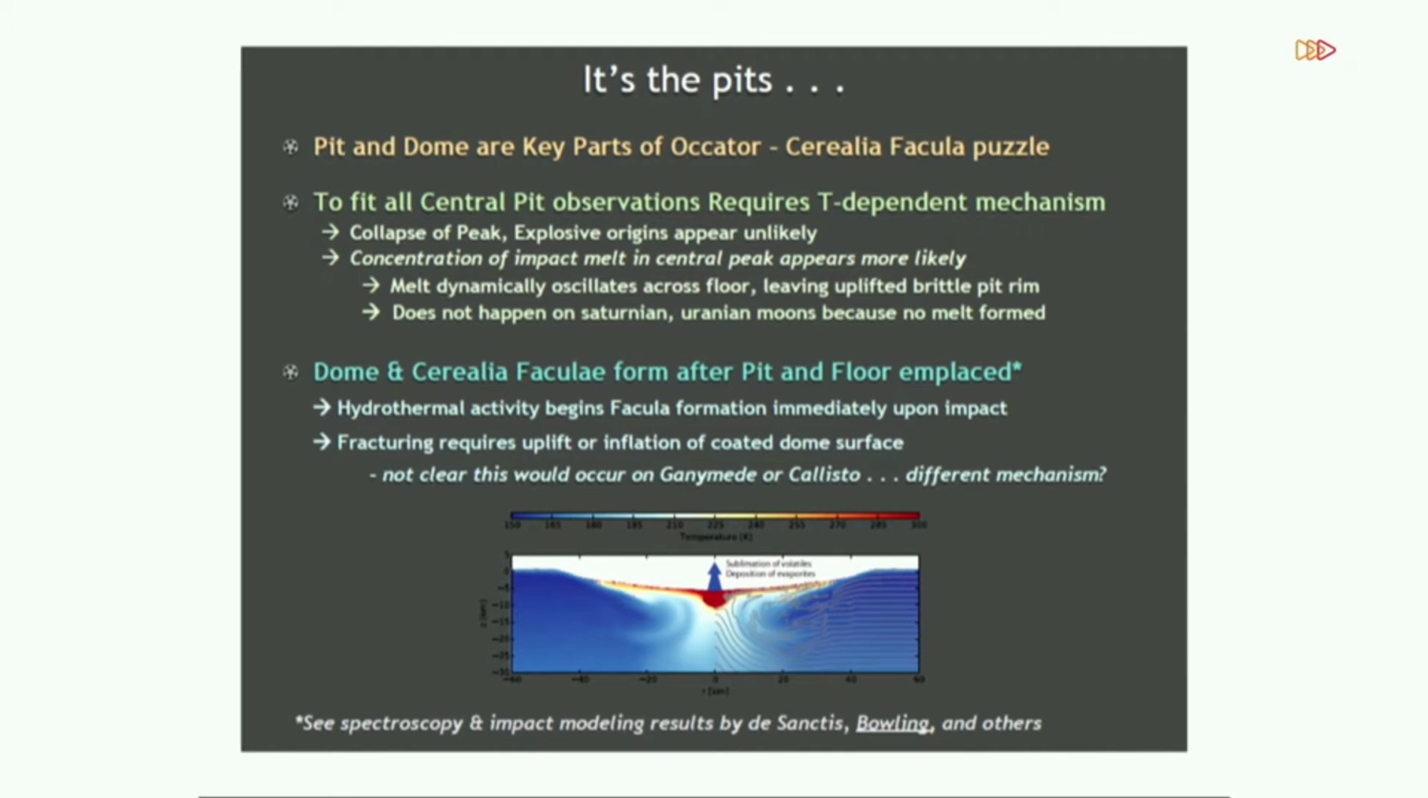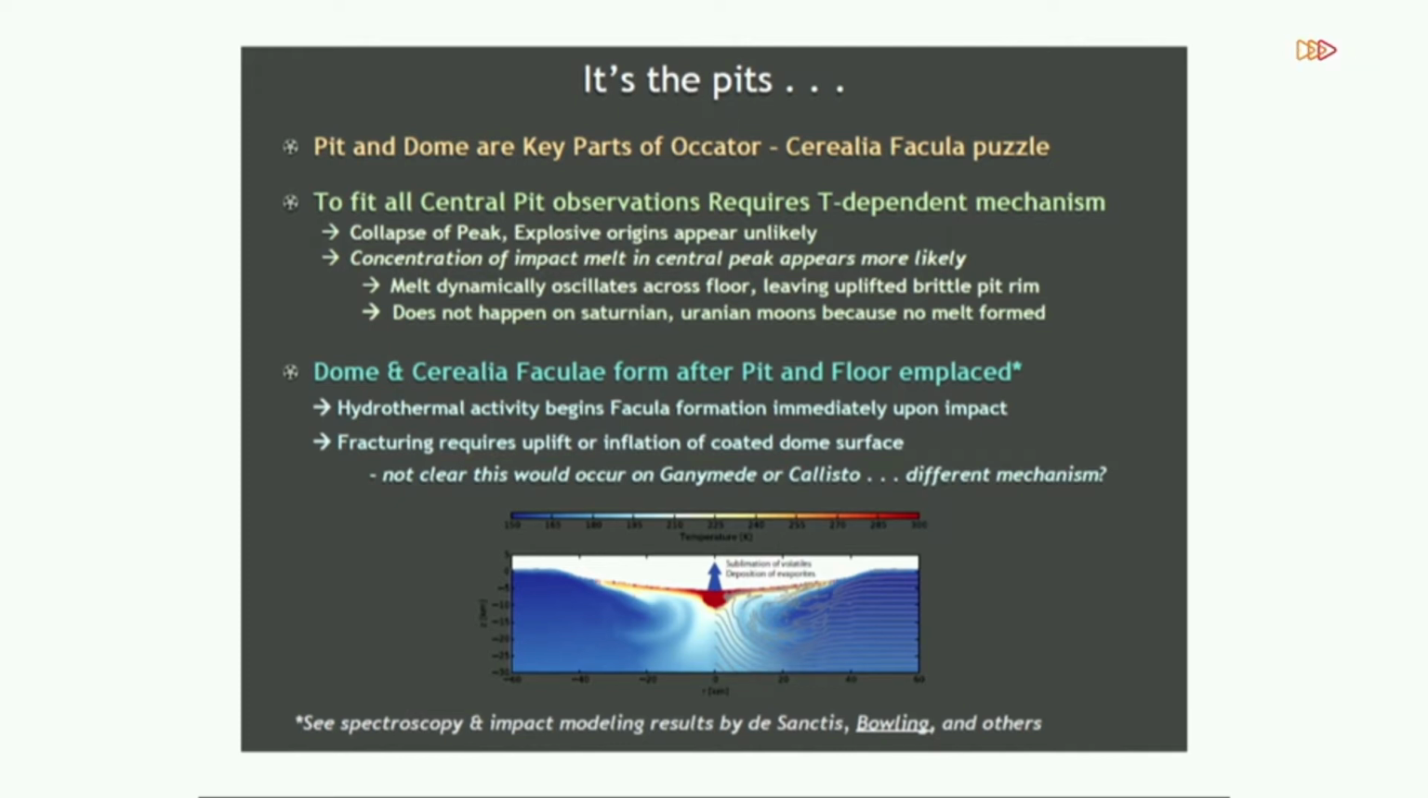The central pit observations that we have on the icy satellites and for Ceres all seem to suggest that there's a temperature dependence involved here that may control what's going on. We can probably eliminate the mechanical collapse of the central peak, and the explosive origin is probably unlikely to explain what's going on on any of the bodies, actually. So we're sort of leaning towards the idea that maybe concentration of impact melt in the central peak area during the formation process, and then displacement of that during the uplift of the central area, giant sloshing of impact melt all over the place, is probably a fair guess as to what's going on.